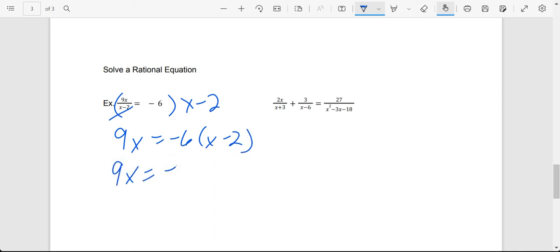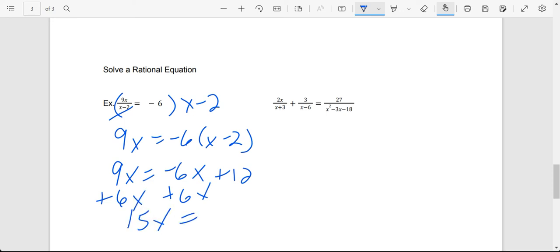Distribute. And then let's isolate. 15x is equal to 12, divide by 15, and you're going to get an answer of x is equal to 12 over 15. That reduces to what? 4 over 5.